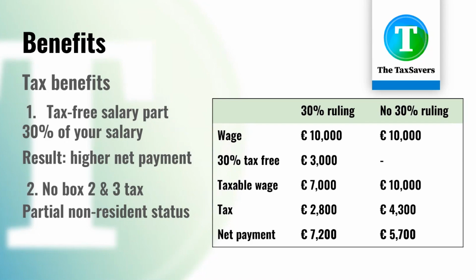But this is not the only benefit. For the people who already got it approved before 2024, they may also opt for the partial non-resident status. This means that you will not have to declare any information for Box 2 and Box 3 in the tax return. Since the ruling is slowly changing, this is unfortunately not a benefit anymore for new applicants.